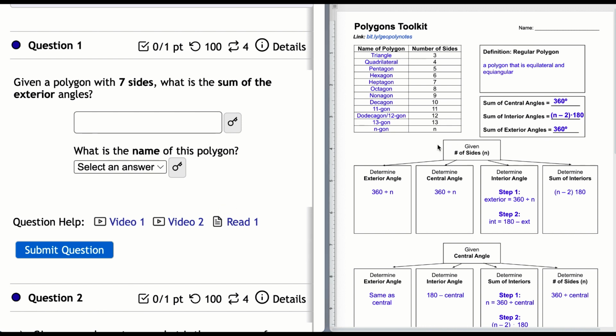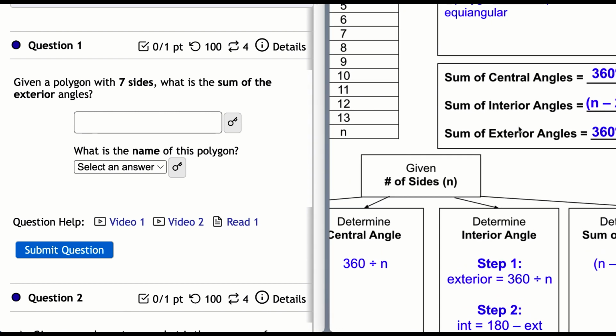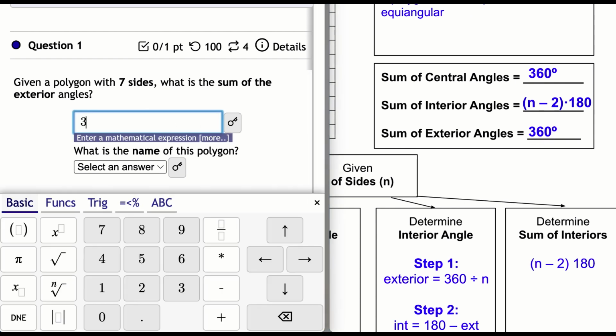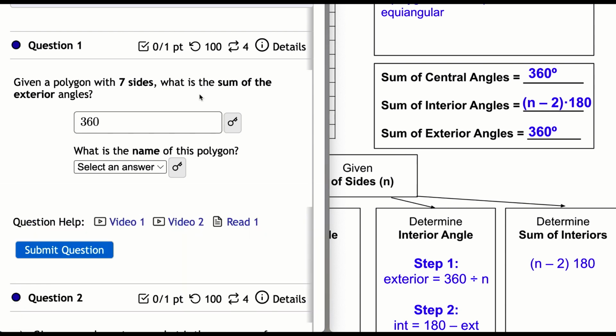The way I would use this note sheet over here to help me understand these kinds of questions is to first of all look at what you are given. You're given the fact that there are 7 sides, but then it asks the question, what is the sum of the exterior angles? Well, we already know in this chapter that no matter what the shape is, if you are trying to figure out the exterior angles, it's always going to equal 360. So put 360 in this blank here, and that's what that one will be, every time. The sum of the exteriors, no matter how many sides, will be 360.